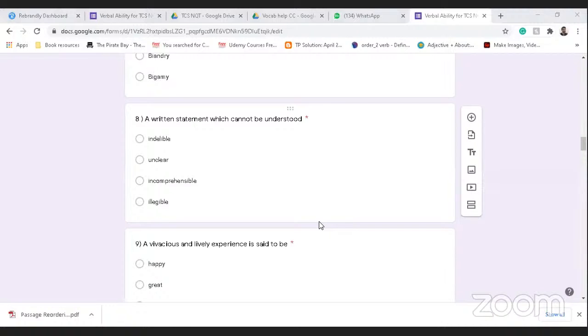The answer should be incomprehensible. Whoever wrote illegible, I want you to understand this question properly. If it's not understood, tell me and I'll explain it once again. Illegible means something so badly written that it cannot be read. Reading and understanding are two different things. Here it's understood, which means incomprehensible. Something that cannot be understood. Does anybody have a doubt on this? Question number 8. I hope it's understood by everyone. Has everybody comprehended this question?